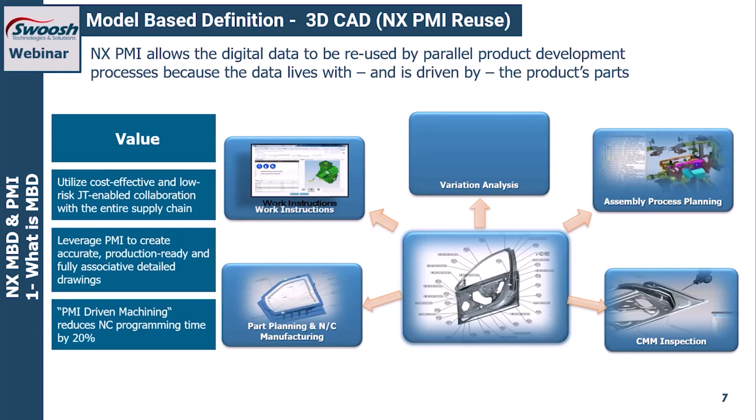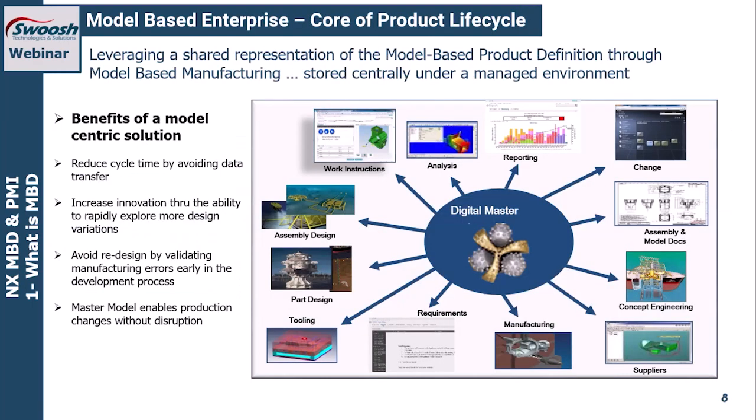If we look at the image there of the automobile door, you can see once we embed the information on the automobile door, this can be reutilized by these various processes here. We can designate work instructions, part planning and NC manufacturing operations, variation analysis we can do on that, assembly process planning, as well as CMM inspection programming.